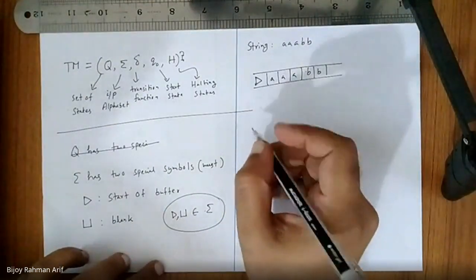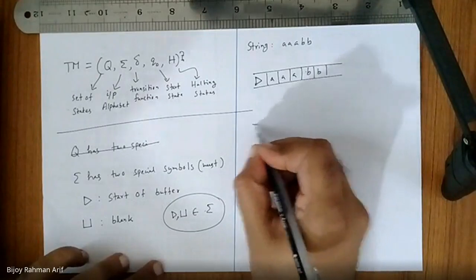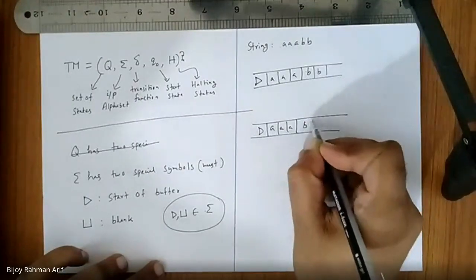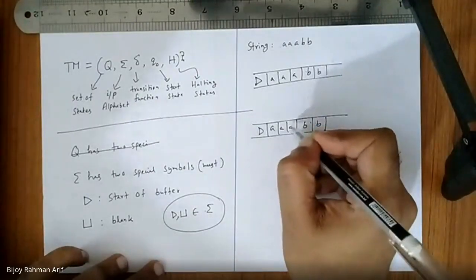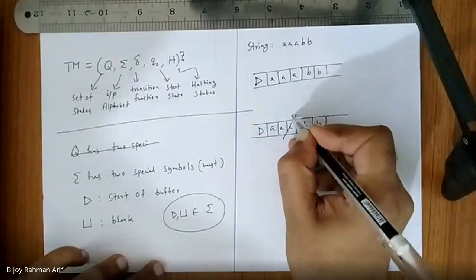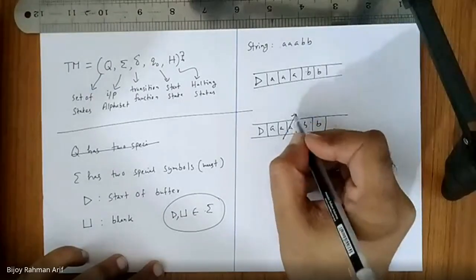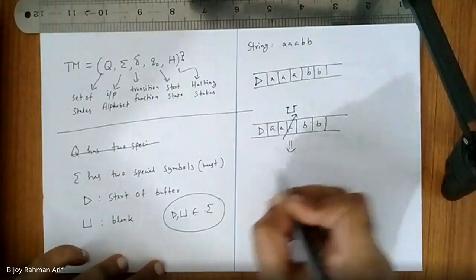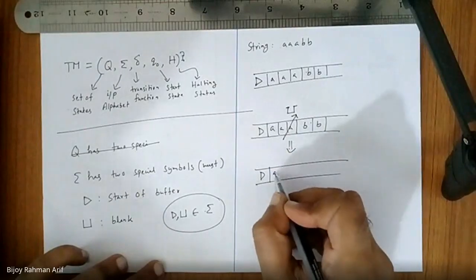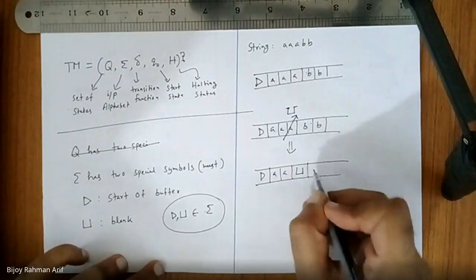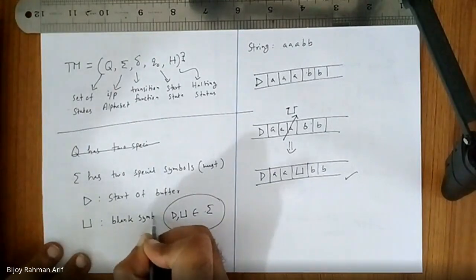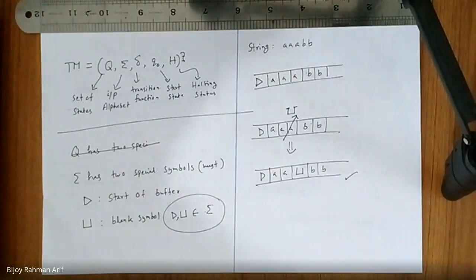And what is blank? Blank is like this. Let's assume I have A, B, B. If I go to this cell and want to remove this A, instead of A, I'm going to write a blank. That means now it becomes blank, like this. It becomes null. So that is the specialty about the blank symbol. Okay? Did you get it? Guys, any query?